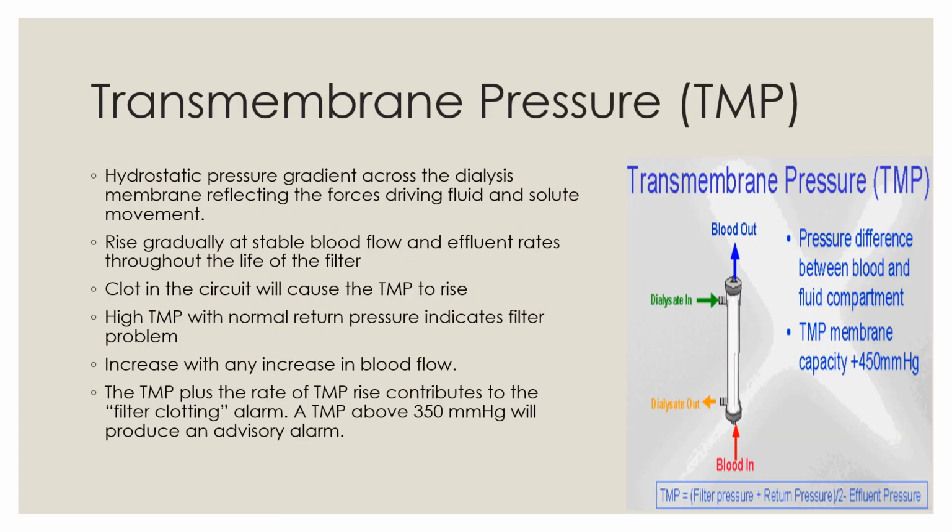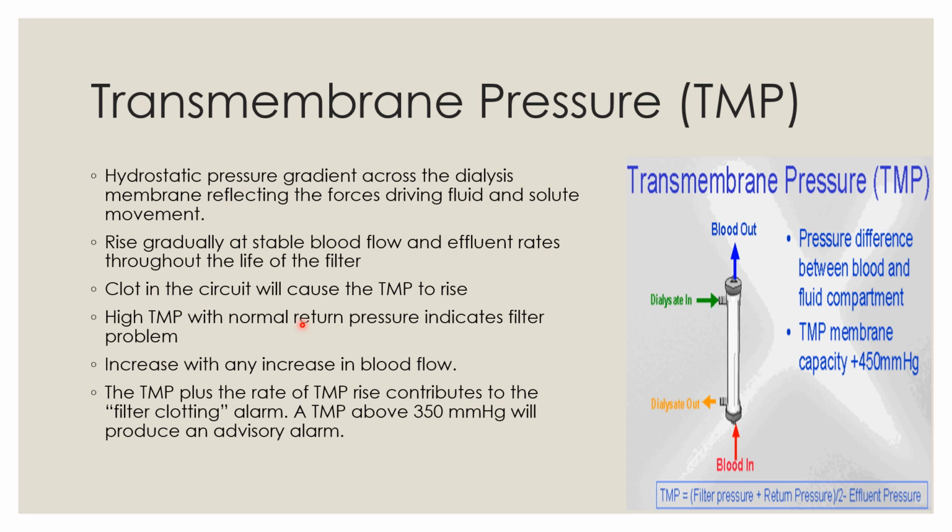Transmembrane pressure or TMP is the hydrostatic pressure gradient across the dialysis membrane, reflecting the forces driving fluid and solute movement. It will rise gradually at stable blood flow and effluent rate throughout the life of the filter, beginning to rise when the filter becomes plugged with clot or protein buildup. A clot in the circuit will cause the TMP to rise. A high TMP with normal return pressure indicates a filter problem, meaning clotting or the accumulation of protein on the membrane surface.